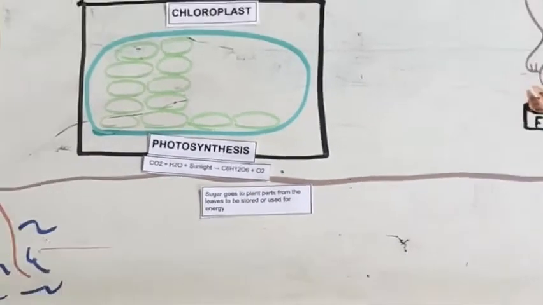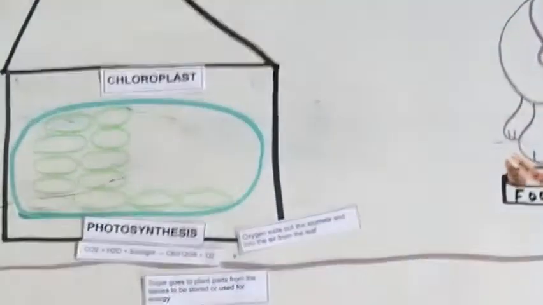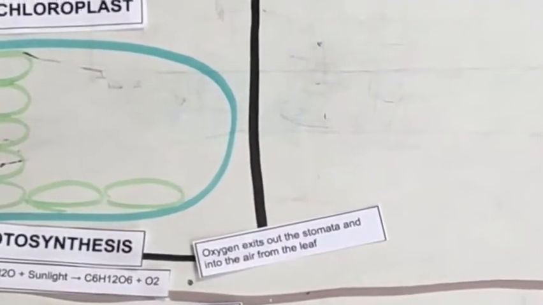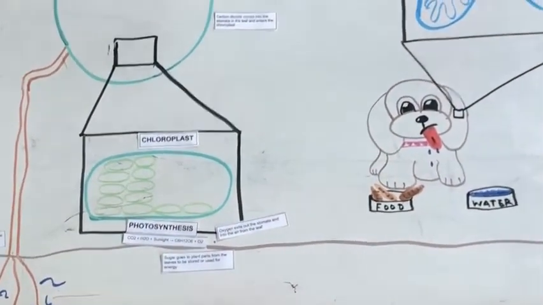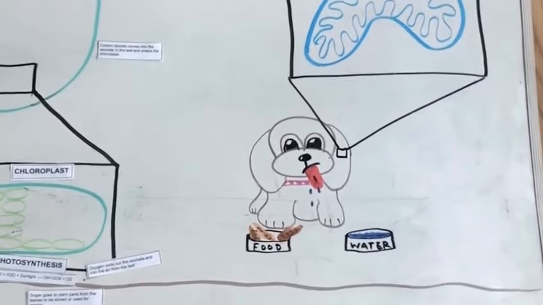At this point, the sugar, which is C6H12O6, can either be stored or it can be used by the plant. The oxygen that is left over will also exit out the stomata and into the air. That ends photosynthesis. Now we'll focus on cellular respiration.